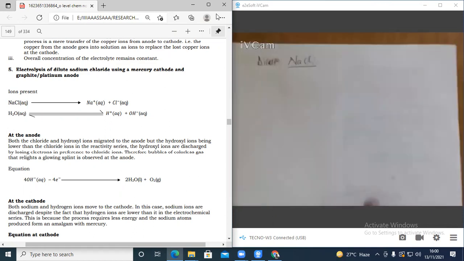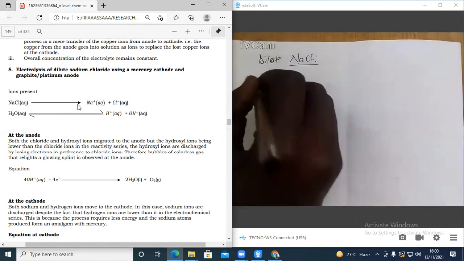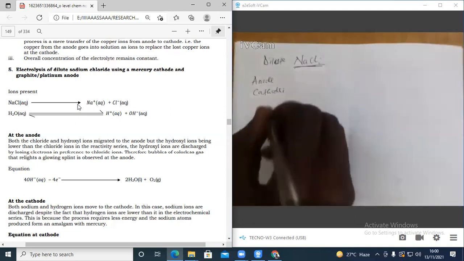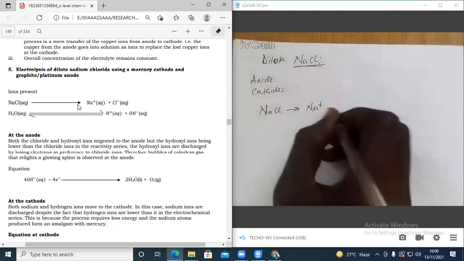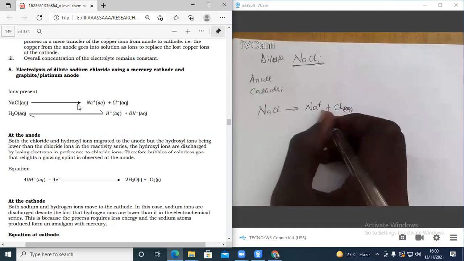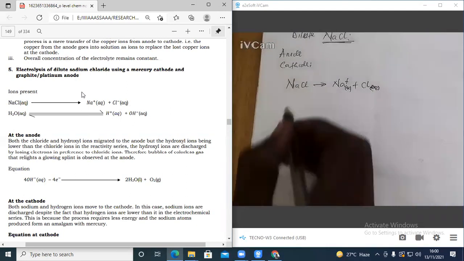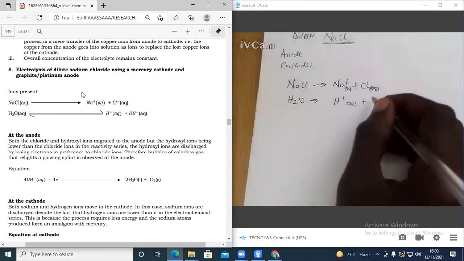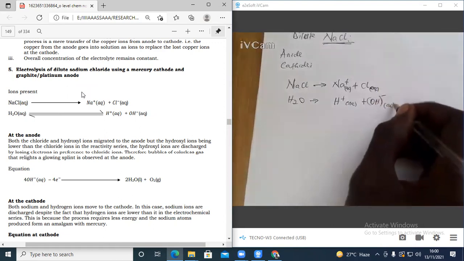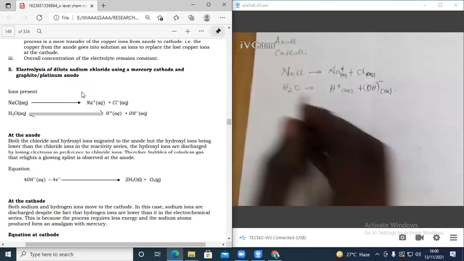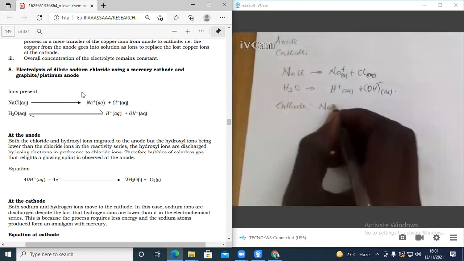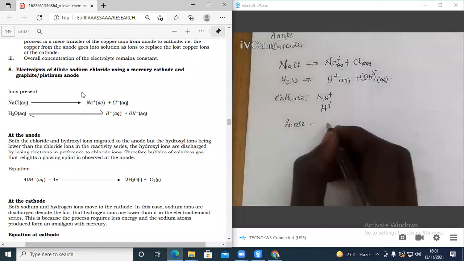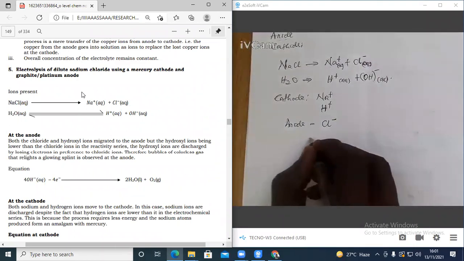sodium chloride. Now, if you look at this dilute sodium chloride at the anode and the cathode, we shall have this. We expect to see sodium chloride dissociating into ions to form sodium ions and chloride ions, aqueous. When also water comes in as dilute, we are expected to see hydrogen ions, aqueous, and hydroxide ions, aqueous. That's what we expect. At the cathode, we expect to see sodium ions and hydrogen ions. Then at the anode, we expect to see the chloride ion and the hydroxide ion.